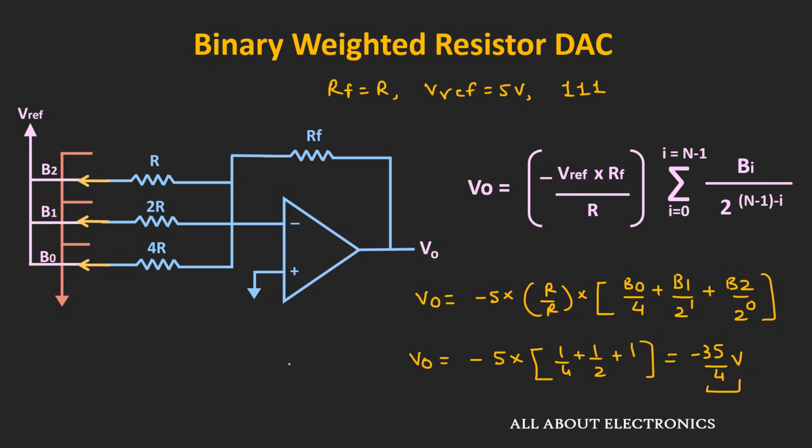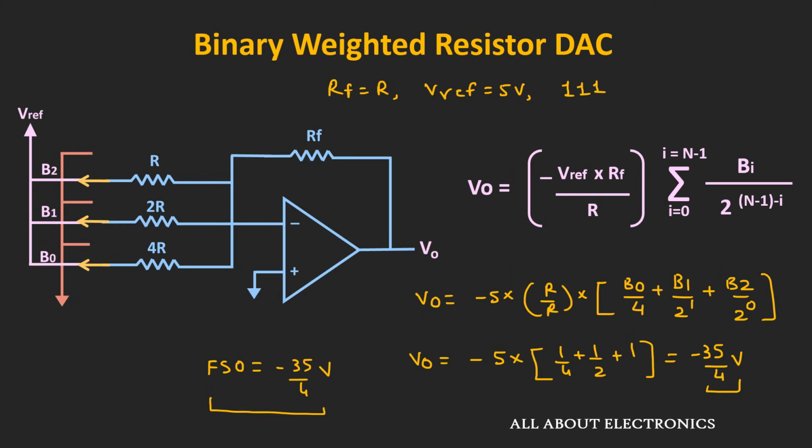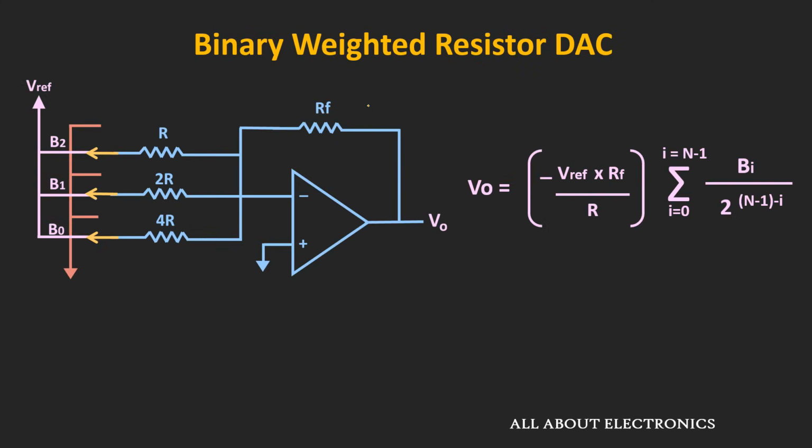And if you notice, this output voltage is also the full scale output voltage of the given DAC. So for this configuration, we can say that the full scale output voltage is equal to minus 35 by 4 volt. Now if you compare this full scale output voltage with the earlier 3-bit transfer function, then it is double. That means we can say that over here the internal gain of the DAC is equal to 2. That means the reference voltage will get multiplied by the factor of 2.